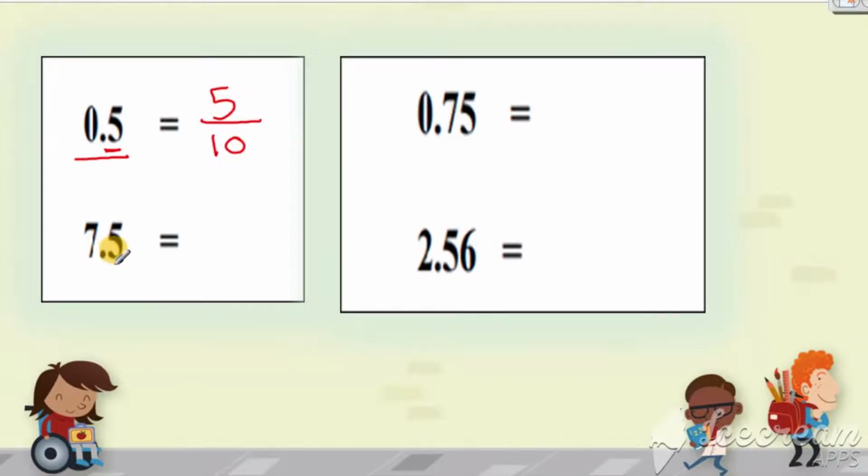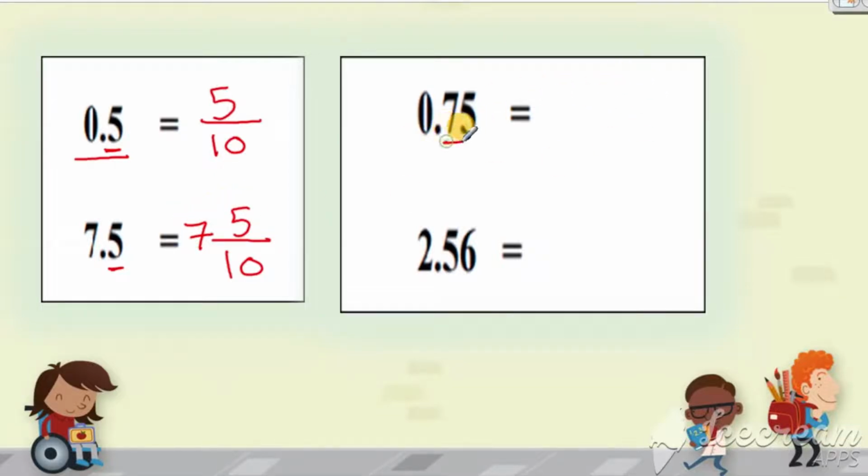Again, here, decimal point, and the number is 5, 5 tenths. So it's one place, so it's tenths. I'm going to put here 10 and 5 here. And the 7 is the whole number.